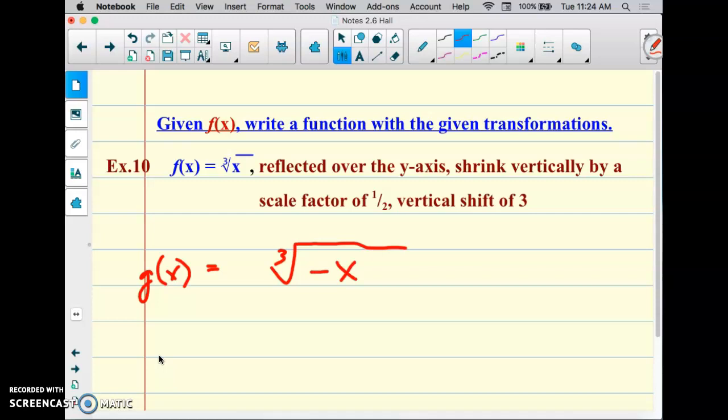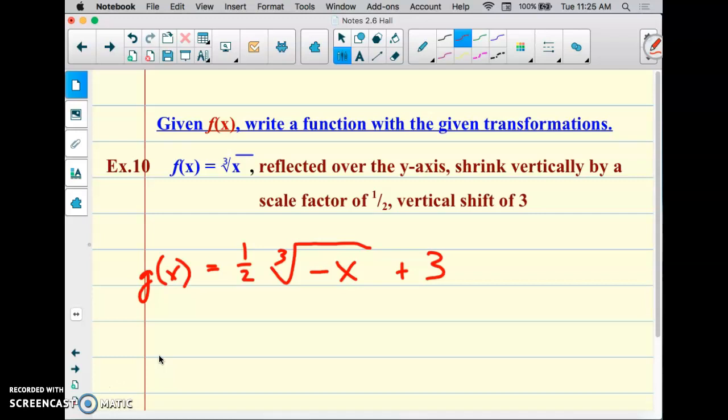It's going to shrink vertically by a scale factor of 1/2. Shrinking vertical, that is out in front, so to the entire function. So 1/2 is going to be there. And then a vertical shift of 3. So then add to the entire function, vertical shift 3. If it was horizontal, it would be underneath the root with the x in parentheses. But since it's a vertical shift of 3, it goes outside and add the 3 to the entire function.